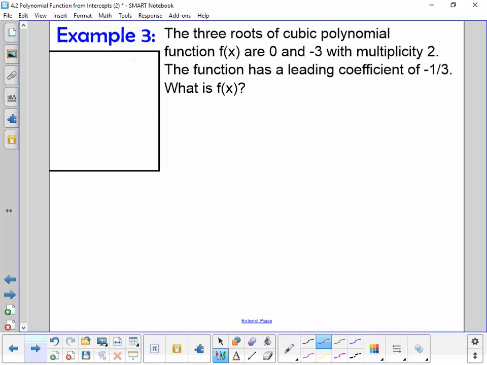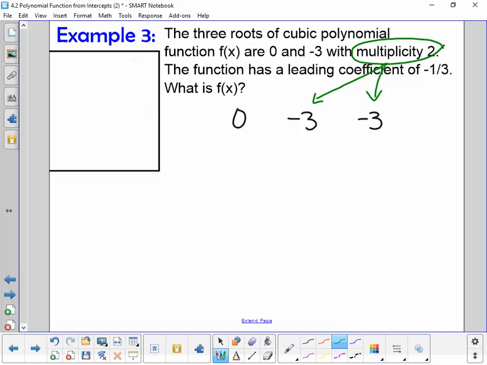Okay, example 3 tells us that there are 3 roots of a cubic polynomial, and it tells us that those roots are, and I'm going to list them, 0 and -3 with multiplicity 2. Multiplicity 2 means the root -3 is happening twice. It tells you how many times it's happening.